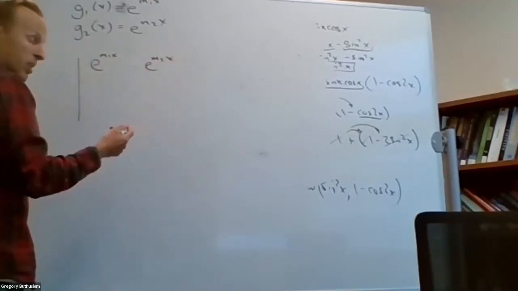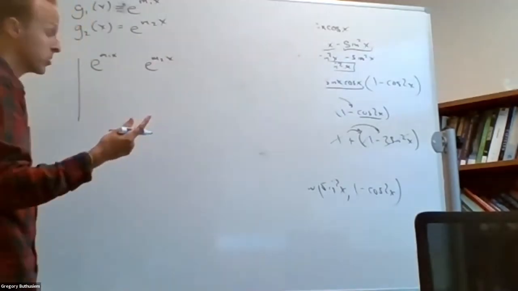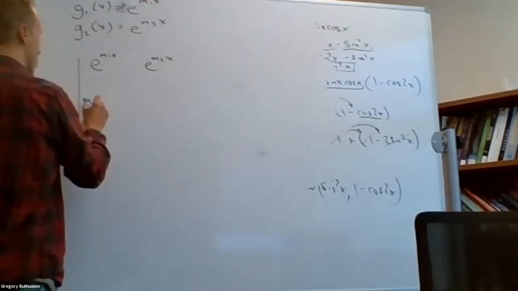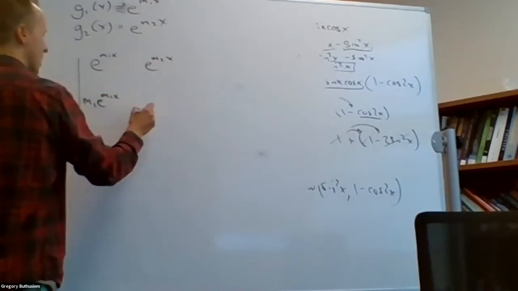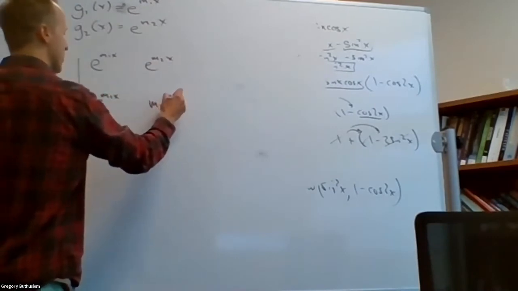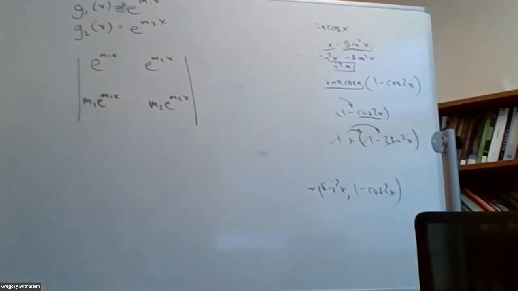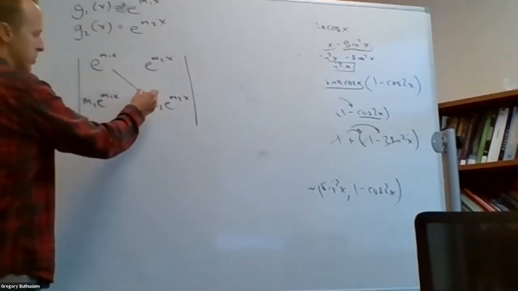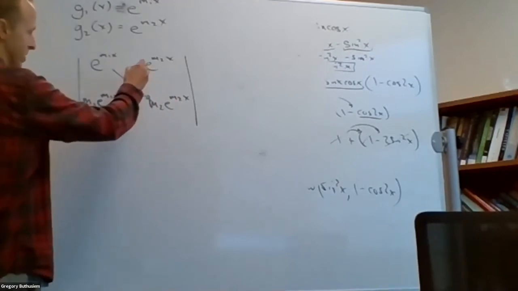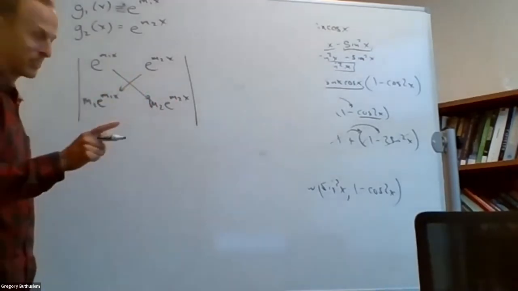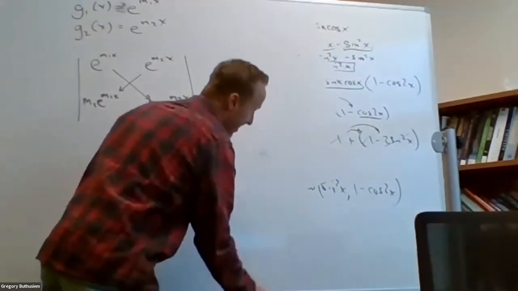So derivative, I only have to do one derivative for each one to get this to be square. So I'll have just m1 e to the m1x and m2 e to the m2x. So then I'll do this determinant, this times this minus this times this. I'll make sure I do the minus this time. All right.